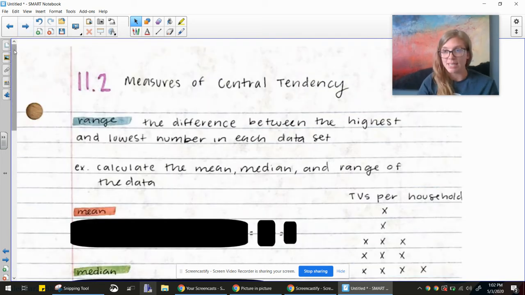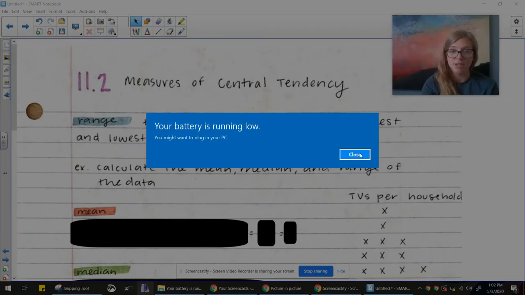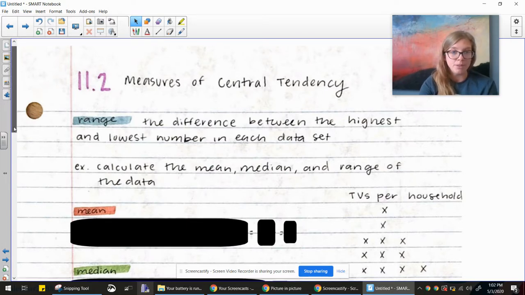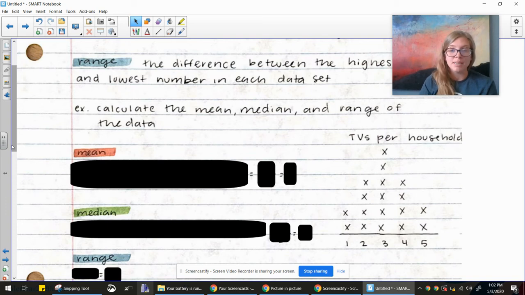There's a few other things that we need to be able to measure for measures of central tendency. Range is another number that tells us things about our data. It is the difference between the highest and lowest number in each data set. And we know that difference is a math word that means subtraction. So for example, here we can calculate the mean, median, and range of the data.